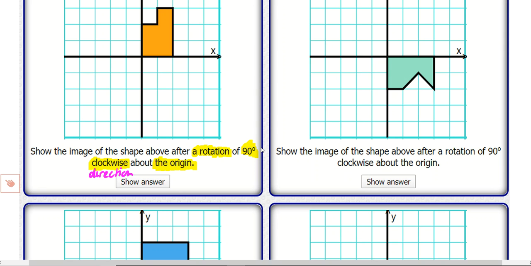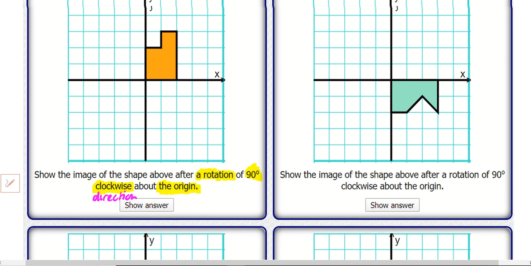We do, however, sometimes get asked to rotate 180 degrees. So we don't need to say clockwise or counterclockwise for 180 degrees. But anything other than that, we do need to say. It will end up in a different place. It will look different. So what do we do then? So how do we rotate this shape?